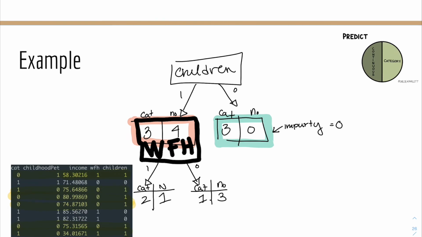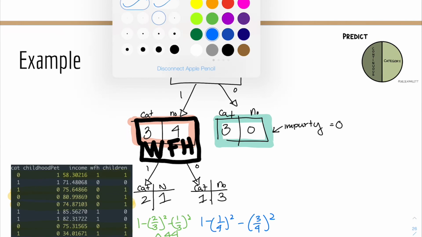So let's calculate the Gini impurity for this. We have 1 minus 2 over 3 squared minus 1 over 3 squared, and that's going to be equal to 0.44. And then over here, we have 1 minus 1 over 4 squared minus 3 over 4 squared, and that is going to be equal to 0.375.